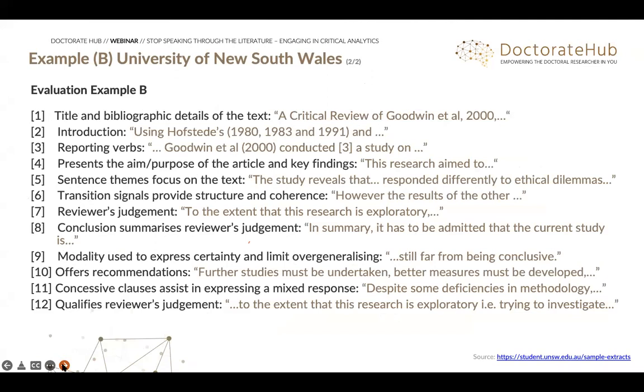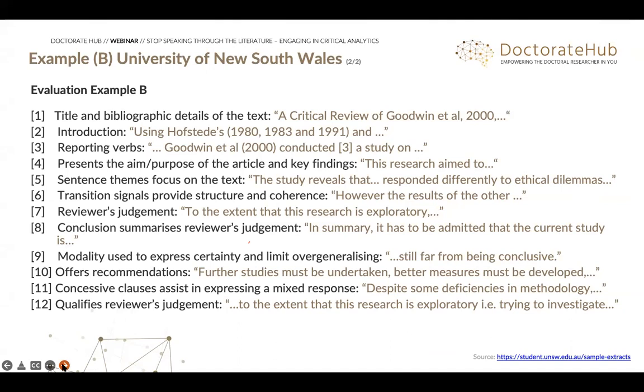Now, it has a clear title and bibliographic details of the text, a critical review of Goodwin et al. It has a clear introduction that shows where you're coming from using Hofstede's, and it has clear reporting verbs in place: Goodwin et al. conducted a study. It presents the aim and purpose of the article and the key findings. This research aimed to, the study reveals that respondents responded differently to the ethical dilemmas.